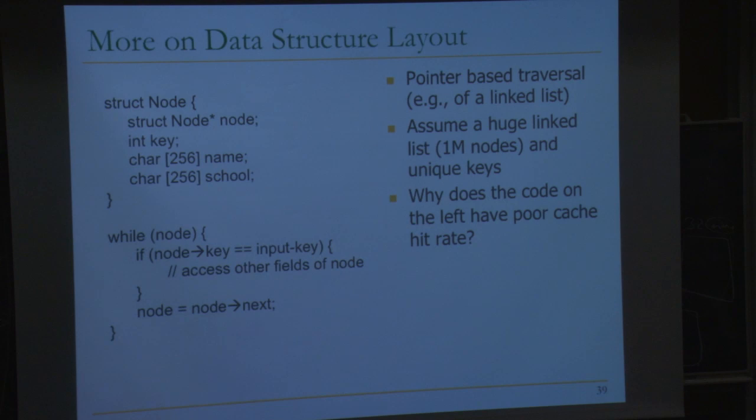This is our node 1. And you have a pointer to node 2. You have a pointer to node 3. And we're searching for one of the nodes in the linked list. And the input is a key. If the key matches, then we're going to use the data in the node. If the key doesn't match, we're going to move to the next node. And you have a million of these. You get a poor cache hit rate if you structure your data this way. Why is that?